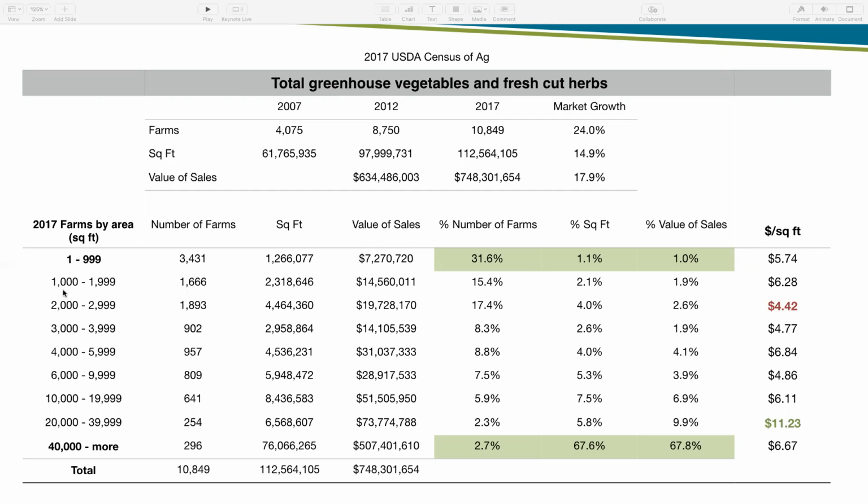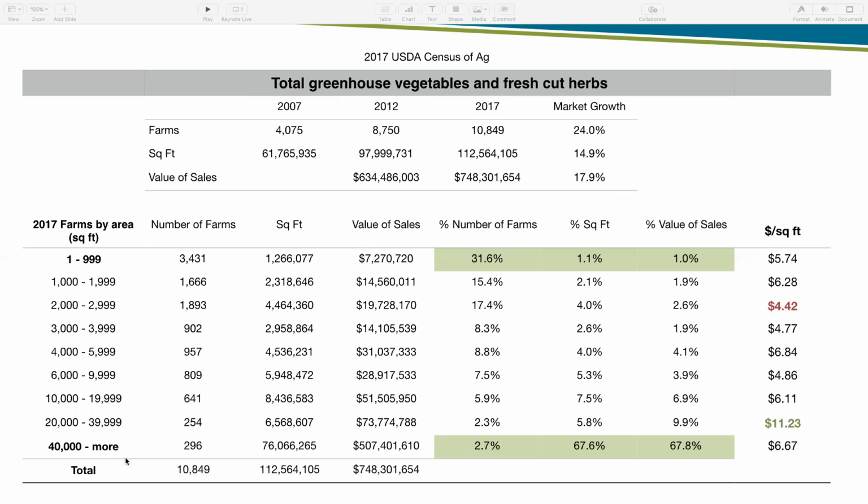The other two categories, 1,000 to 2,999 square feet, represent roughly another 30%, with average sales going from 6.28 to the lowest among all the categories. Something is happening at the 2,000 to 2,999 square feet, where they're getting the least amount of money per square foot, which is $4.42.